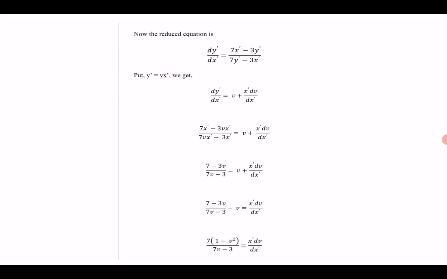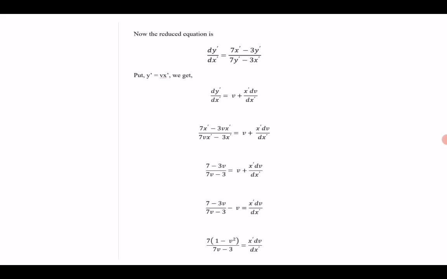Now the equation is reduced to dy prime by dx prime equals (7x prime minus 3y prime) divided by (7y prime minus 3x prime). Now the equation becomes homogeneous in x prime and y prime. Now put y prime equals v times x prime. We get dy prime by dx prime equals v plus x prime times dv by dx prime. We get (7x prime minus 3vx prime) divided by (7vx prime minus 3x prime) equals v plus x prime times dv by dx prime.